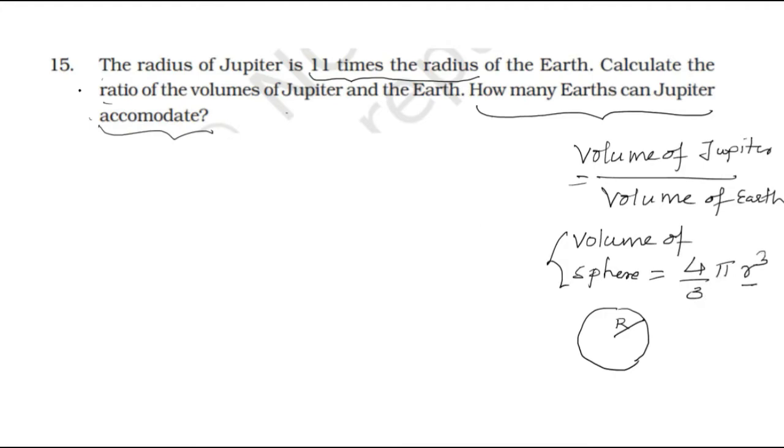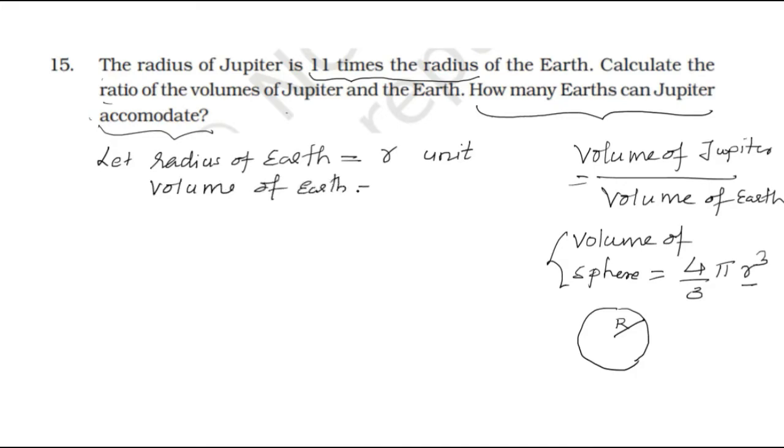Okay. Now what is given? The radius of Jupiter is 11 times the radius of Earth. Let us say, let the radius of Earth be r, small r, r units, any unit it can be. Therefore, what will be the volume of Earth? Volume of Earth will be, apply this, it will be 4 upon 3 pi r cube, because r is the radius of Earth.